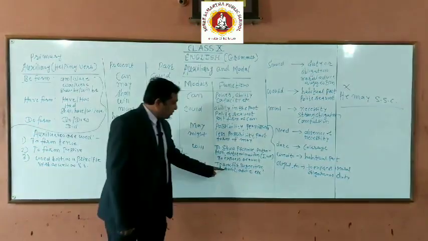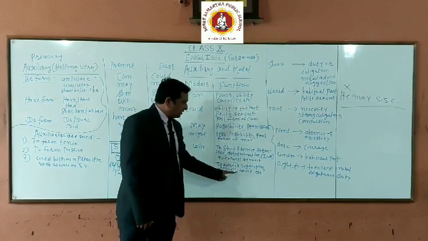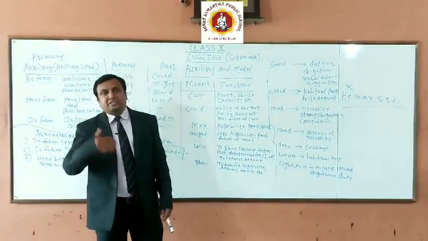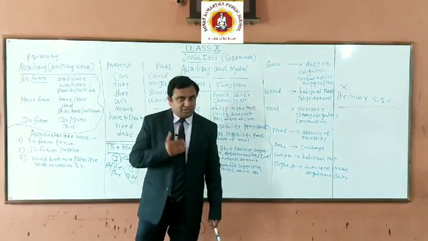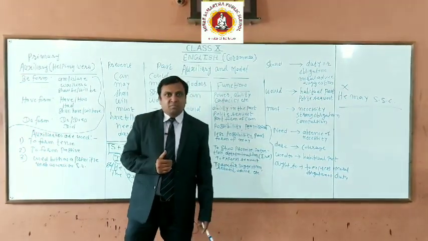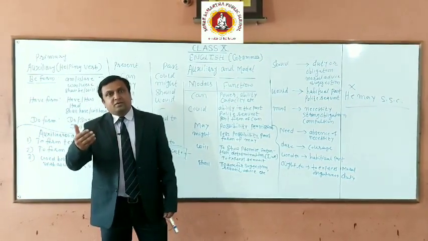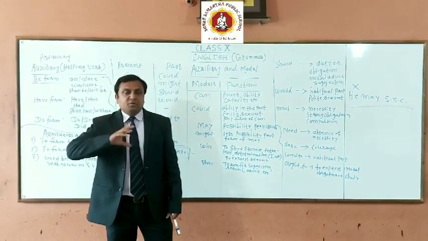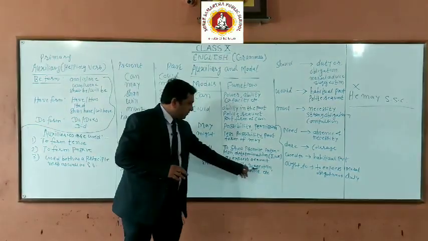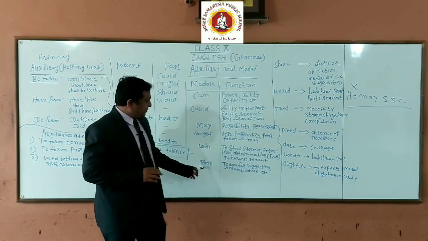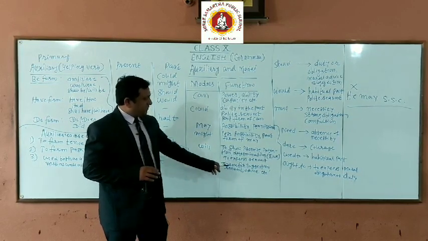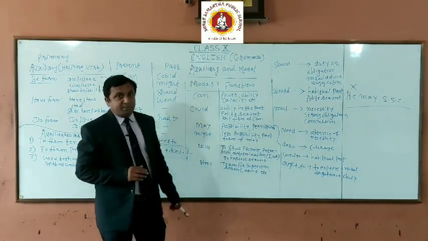Shall is used to ask for suggestion or request or advice, to take suggestion. For example, shall I join this class? Shall I do this? So it means that I am asking someone for a suggestion. So for that purpose we may use shall with I and we.